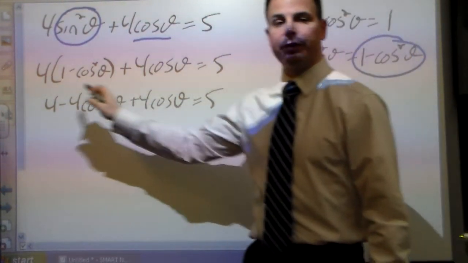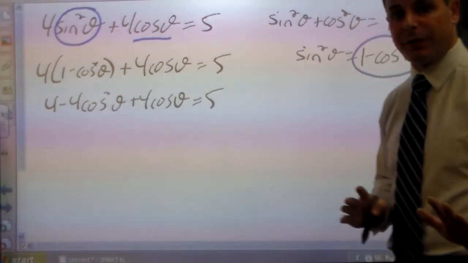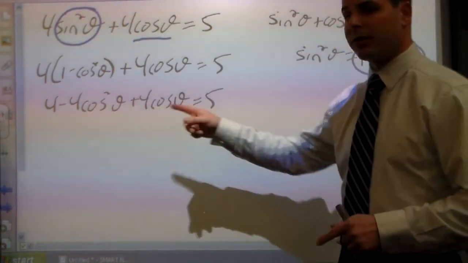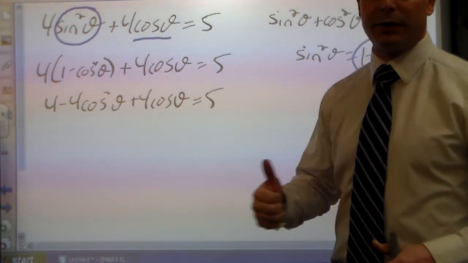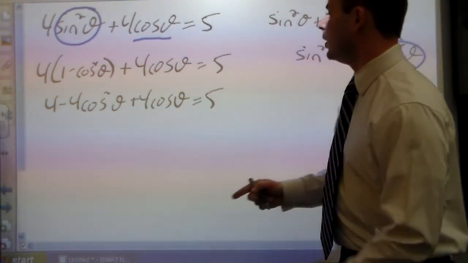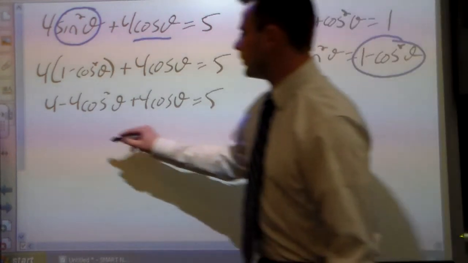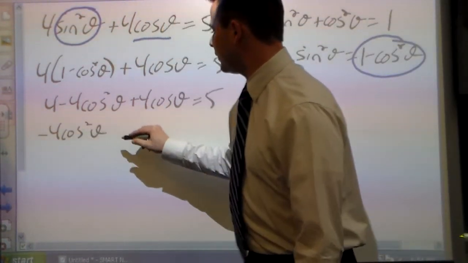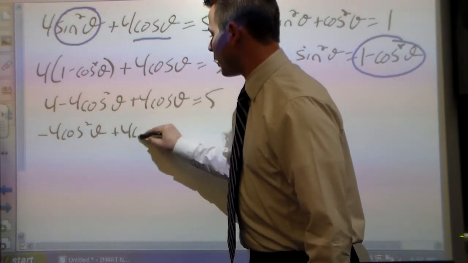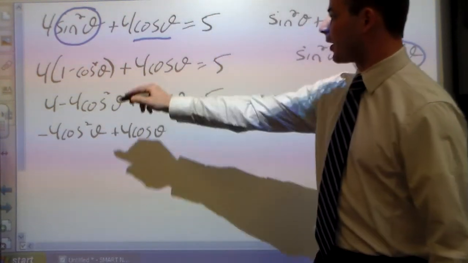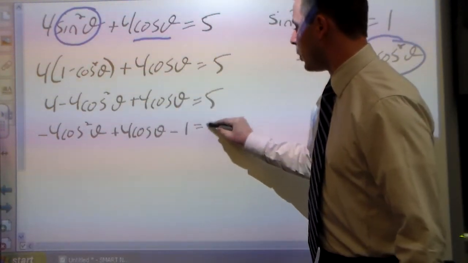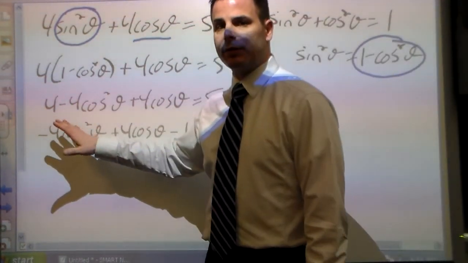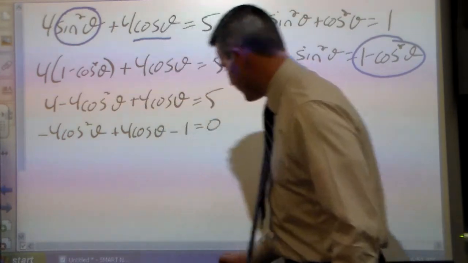Now that we have all cosines, we can begin factoring if it's factorable. There is a chance that you can have an unfactorable quadratic in which you have to complete the square or use the quadratic formula. So let's get it into descending order. -4 cosine squared plus 4 cosine, and we're going to subtract 5 from both sides, giving us a -1 equals 0. So now I'm going to make this an x squared term just to make it a little easier to factor.